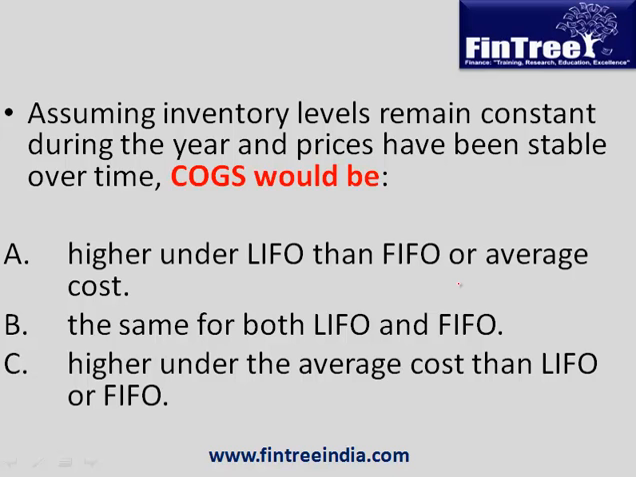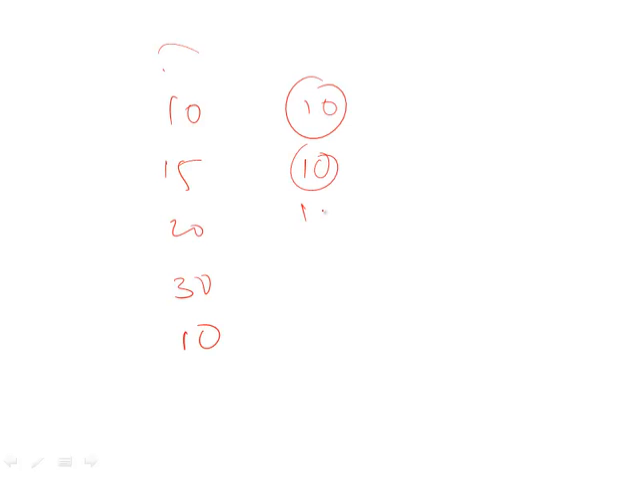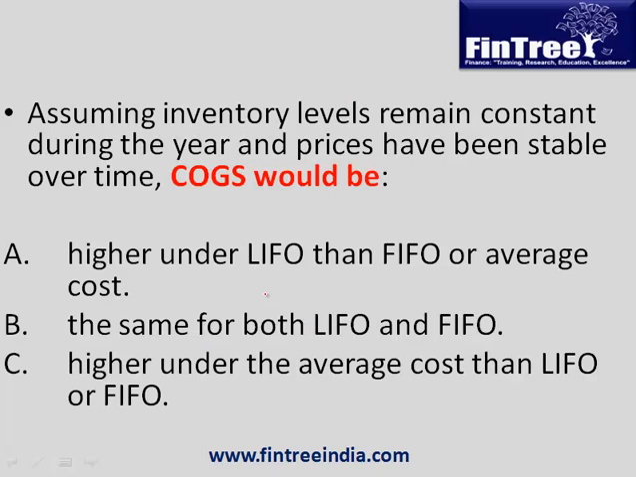Yes, what is the answer? B. The answer is B. We are concerned about LIFO and FIFO only if the prices of acquisition are changing. If you make 5 purchases, 10 units, 15 units, 20 units, 30 units, 10 units, and all of them are purchased at 10 rupees per unit, if the prices are stable, no matter which method you use, your COGS is always going to be the same, right? So you don't have to worry about it. Are we good? Should we move on?